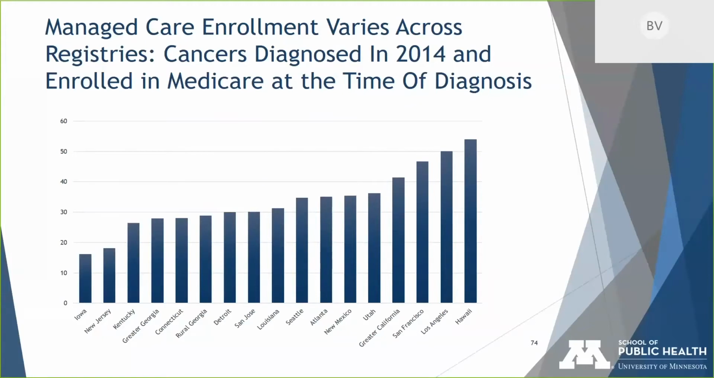It ranges anywhere from about 17% up to about 53%. So again, that's something to be really aware of when you're applying your restrictions, that different registries are going to be affected differently by that restriction. So just be aware of that.